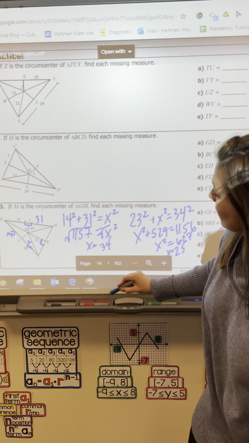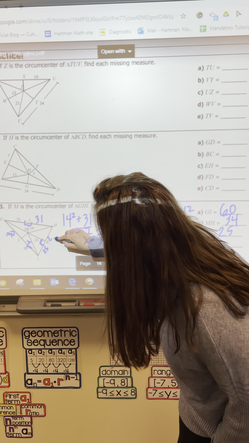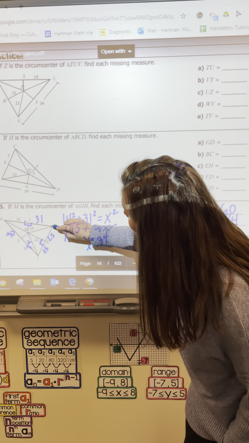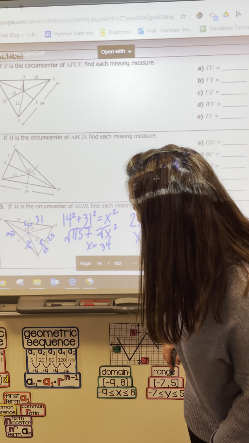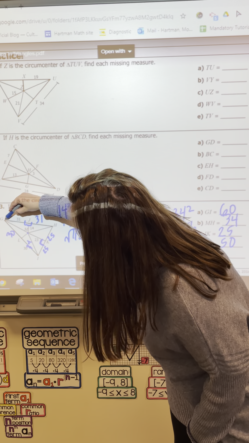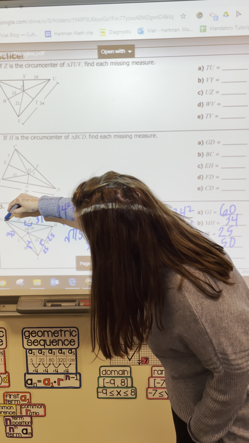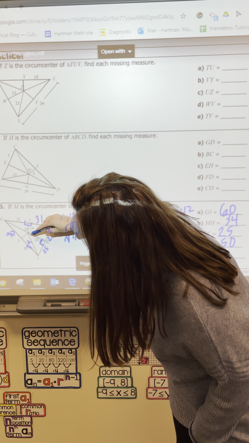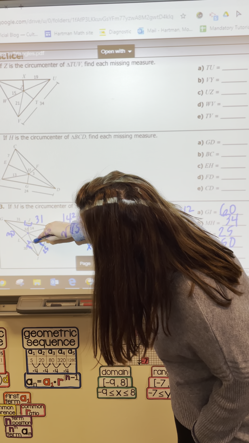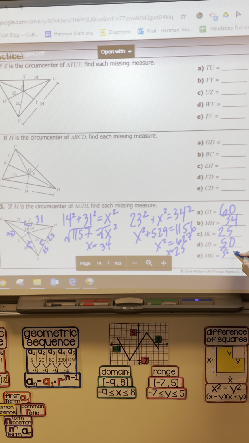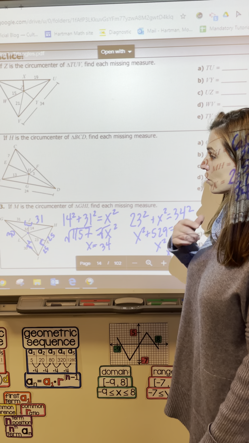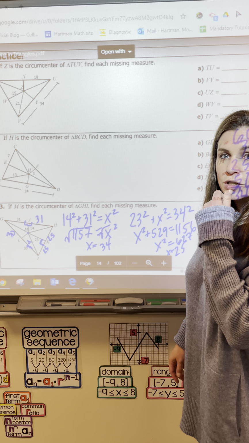HI, so if IK is 25, this is 25. So HI is going to be the whole length, which is 50. And MG is, remember, from the vertice here, it's going to be the same length from the vertice here. So if this is 34 and this is 34, MG is also 34. Okay, so that's how your circumcenter works. And in the next video, we're going to talk about incenter.